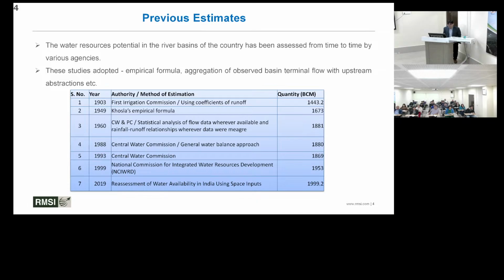Then another empirical formula is the Khosla formula. Again in 1949 it increased by 200 BCM, to 1673. Then again 1960, 1800, and 1988 CWC estimated this. In 1993, the Central Water Commission again estimated this potential, then in 1999 again. You can see there is an increase in water resources assessment. In 2024 also they have estimated, and it is coming to more than the value given in the table, about 2000 BCM.